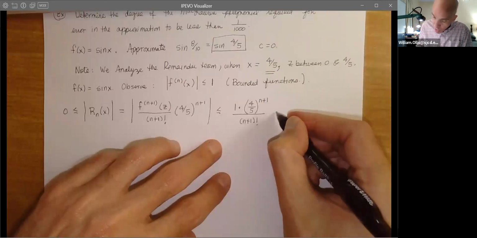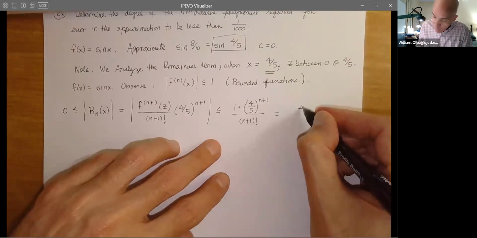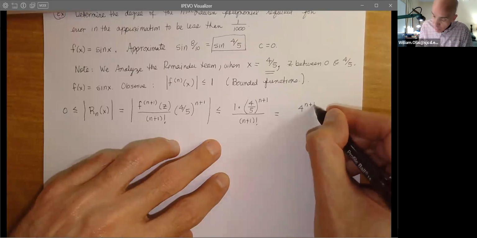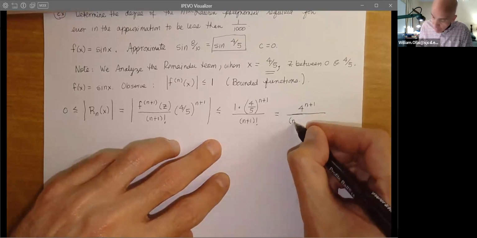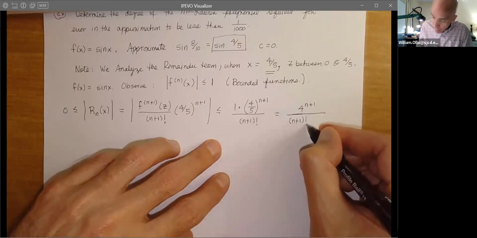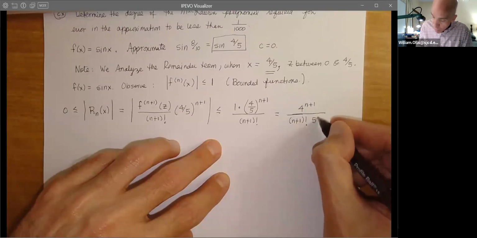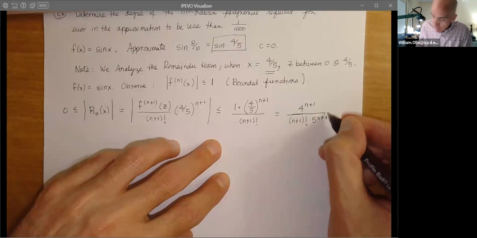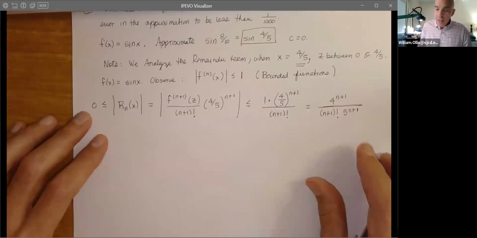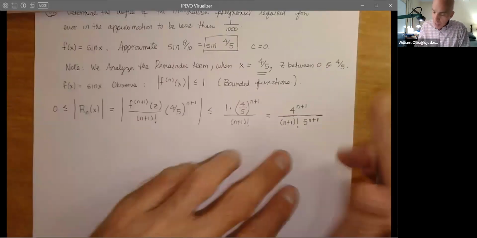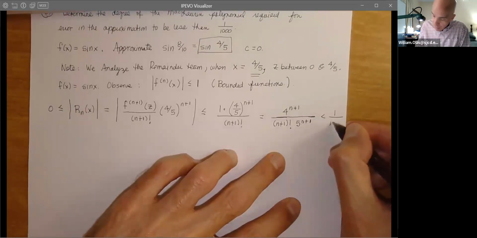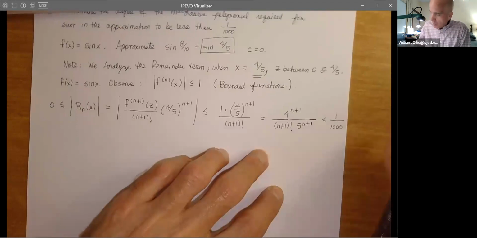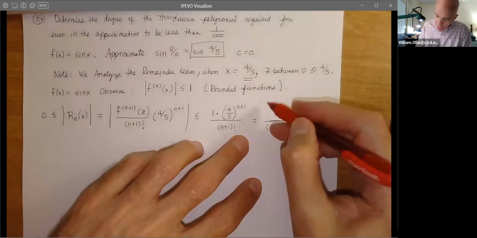If you want, you can just go ahead and rewrite this. This will be 4 to the n plus 1, and then we have n plus 1 factorial times 5 to the n plus 1. So this has to be less than 1/1000. That's kind of where we were with the last problem.